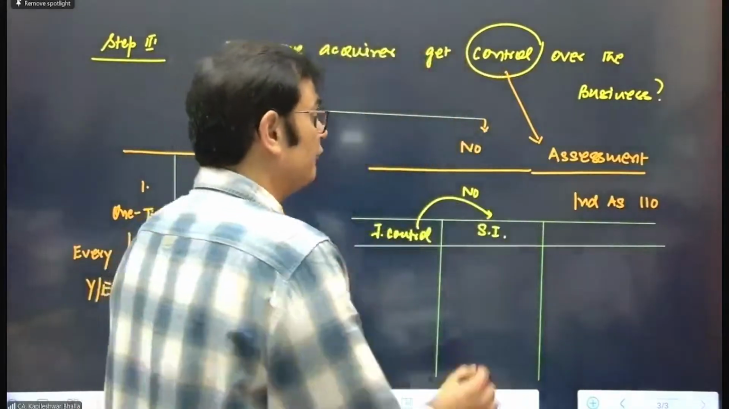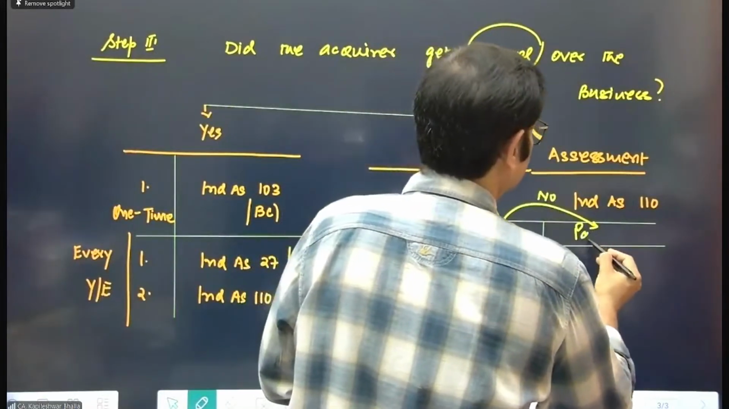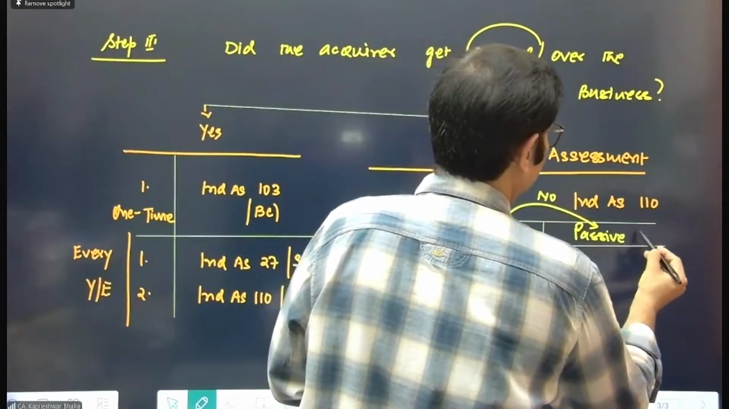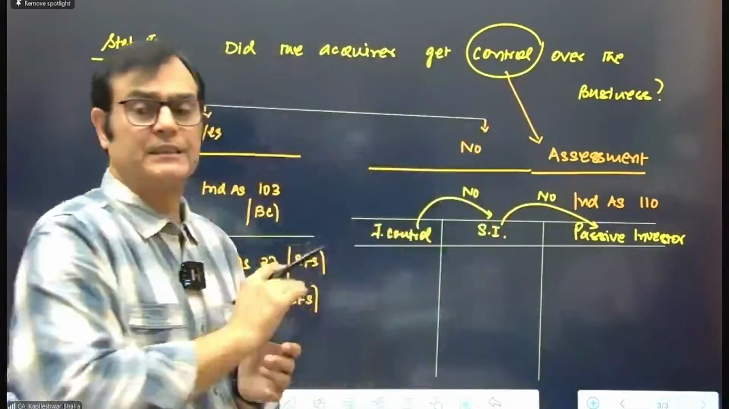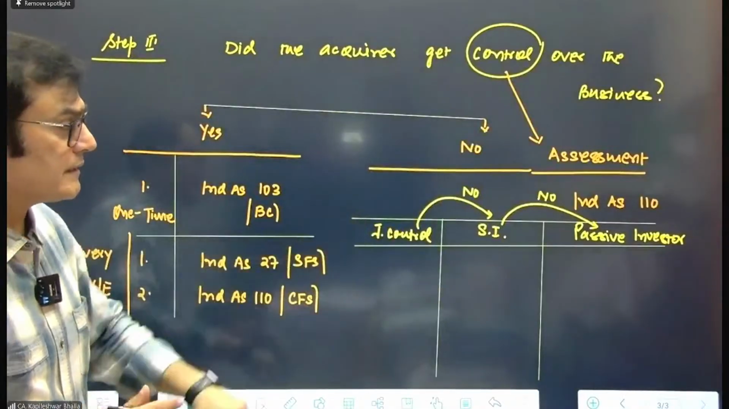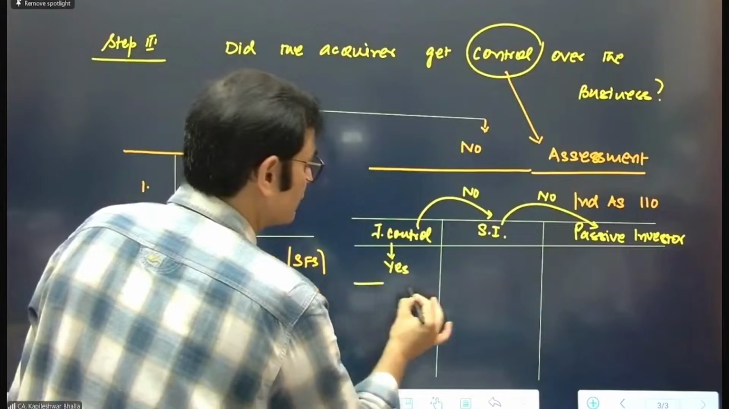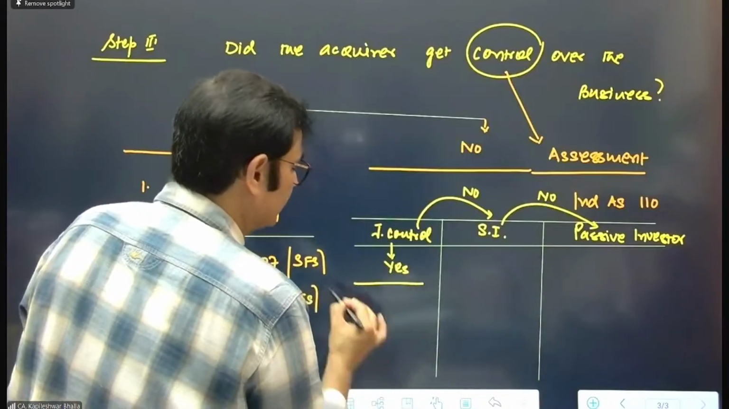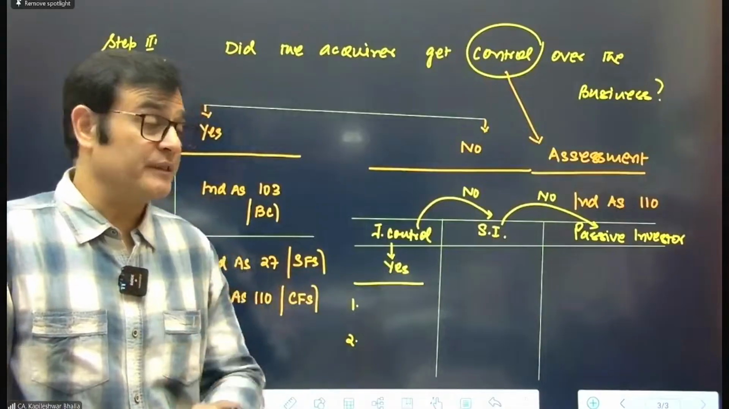And if you say no, there's not even a significant influence, then we ask: is it a case of a passive investor? So let's see, if you say yes, there is a joint control, then two standards will trigger every year.